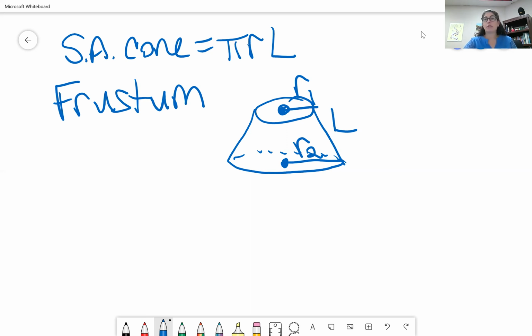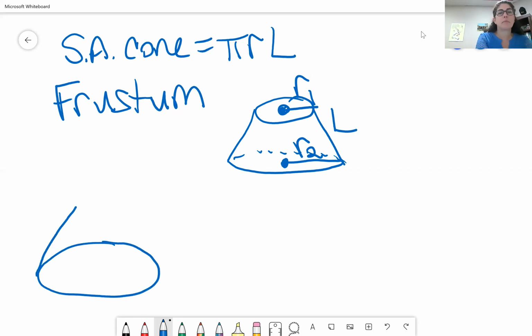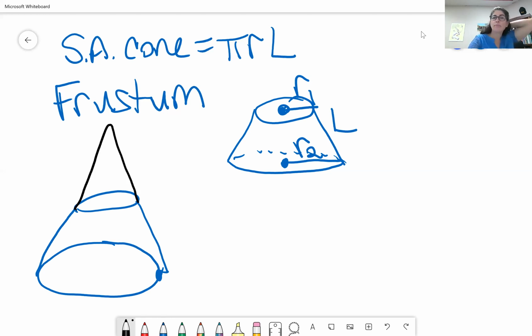Now, if we know how to find the surface area of a cone, we should be able to find the surface area of a frustum by adding on a little cone to the top. So let me redraw that frustum down here. And let's add what we need to complete a cone. So this part is L, this radius is R2, and this radius is R1. Let's call this length a lowercase l.